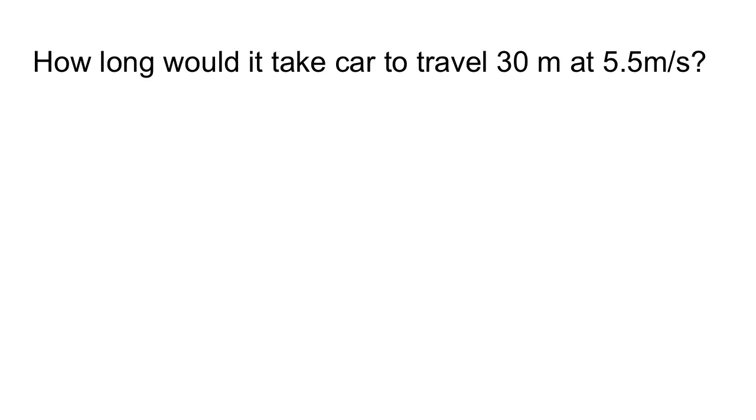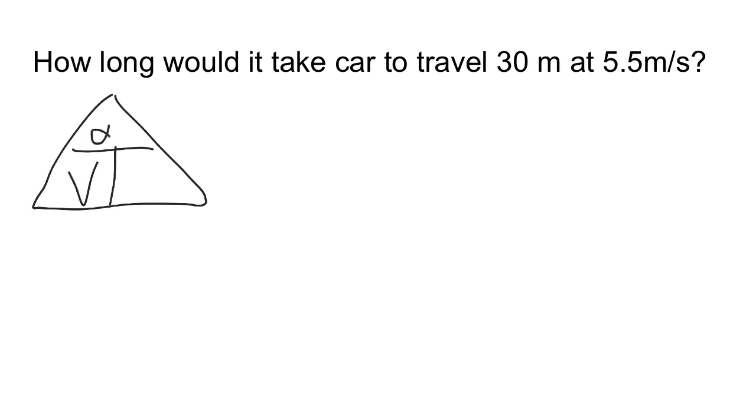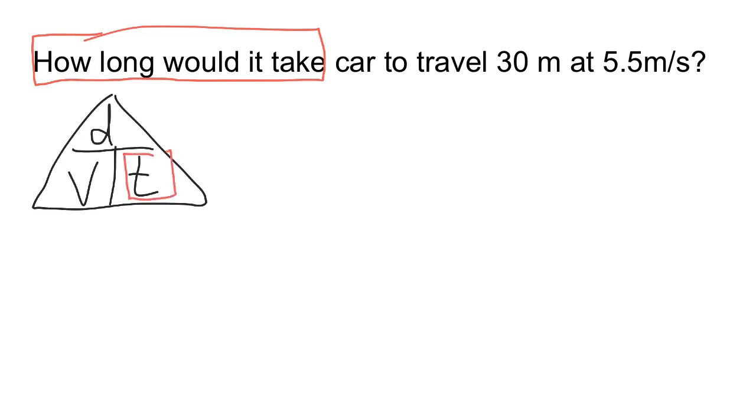So the first thing that I like to do here is write out my equation triangle. I know that my velocity equals my distance divided by my time, and so I can set up my triangle there. Now I like to go through and see, okay, what am I looking for? I'm looking for how long would it take. Is that a velocity, a distance, or a time? Well, how long would it take? That's talking about a time. And so I know that I'm looking for time.